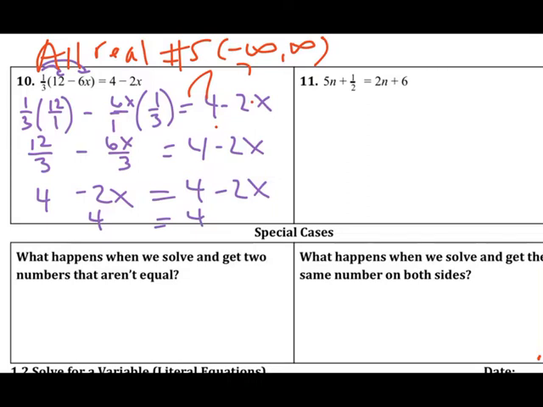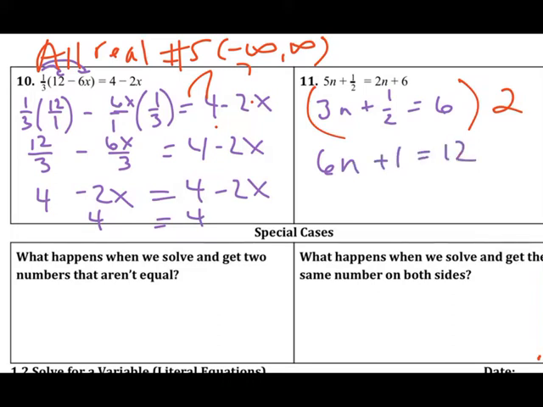Okay, I'm going to do 11. I'm going to do it quickly. This video is getting way too long. I'm going to subtract 2n on both sides. That's going to give me 3n. 5n minus 2n is 3n plus 1 half equals 6. I'm going to multiply everything in this equation to get rid of my fraction. So 3n becomes 6n, 1 half becomes 1, 6 becomes 12. I'm going to subtract 1, so 6n equals 11. I'm going to divide by 6, so n equals 11 over 6.